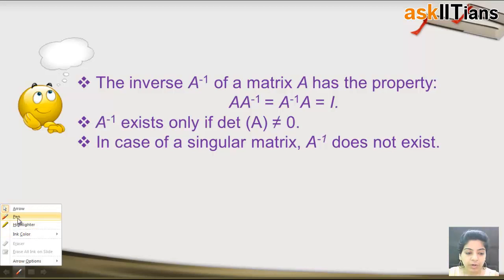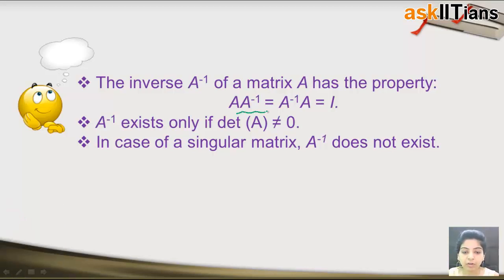Next, some important points, continuation. The inverse A inverse of a matrix A has the property we have already discussed: A into A inverse is I, which is same as A inverse into A. A inverse exists only if determinant of A is non-zero. This is an important concept. Inverse of a matrix will exist if and only if its determinant comes out to be non-zero. If the determinant is 0, we cannot have the inverse of a matrix.